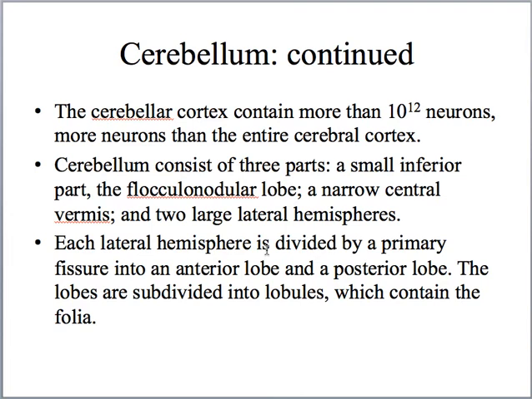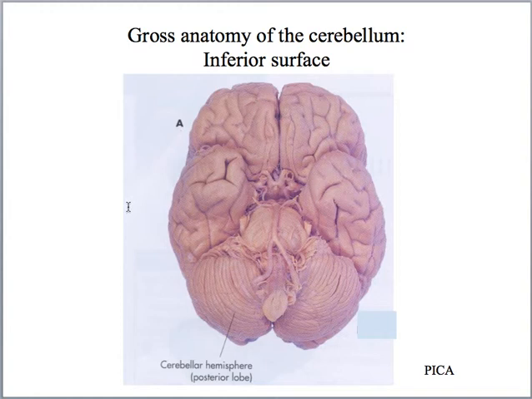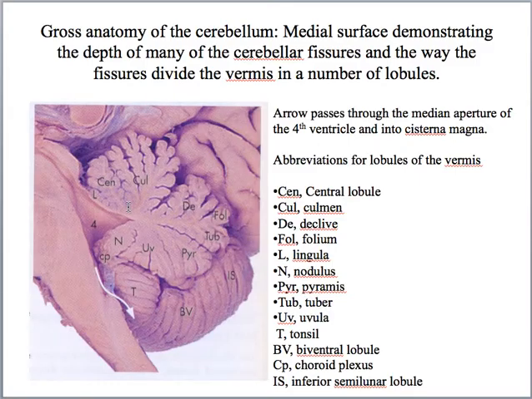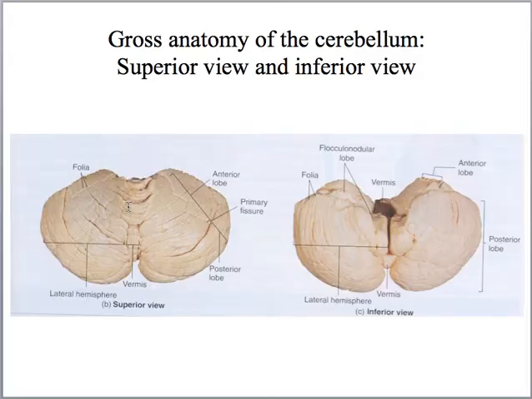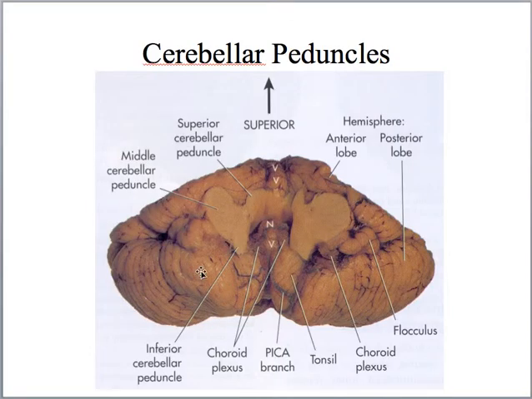In terms of basic structure of the cerebellum, there's a small inferior part called the flocculonodular lobe. Let's go back up real quick and see if you can see that. Can't see it here, but let's go a little bit further down. You might be able to pick it up. So this right here would be part of that flocculonodular lobe.